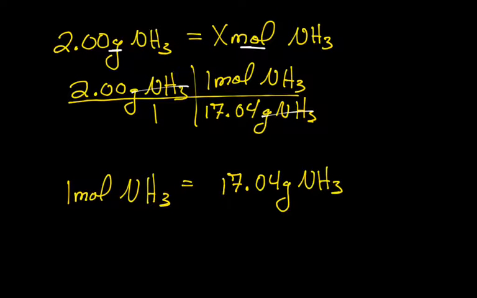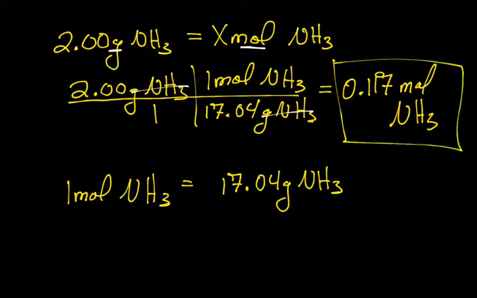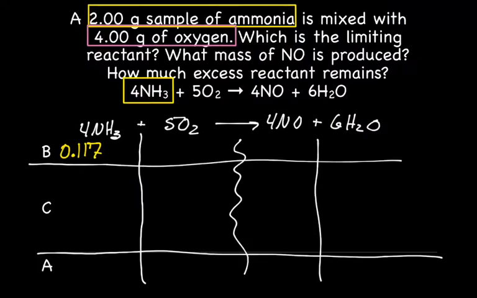Grams ammonia crosses out grams ammonia. So now we need to multiply and divide. And using the correct number of sig figs, if I did my math correctly, I came up with 0.117 moles of ammonia. And now this number we can put into our BCA table. So we've got our 0.117 moles of ammonia now in our BCA table.